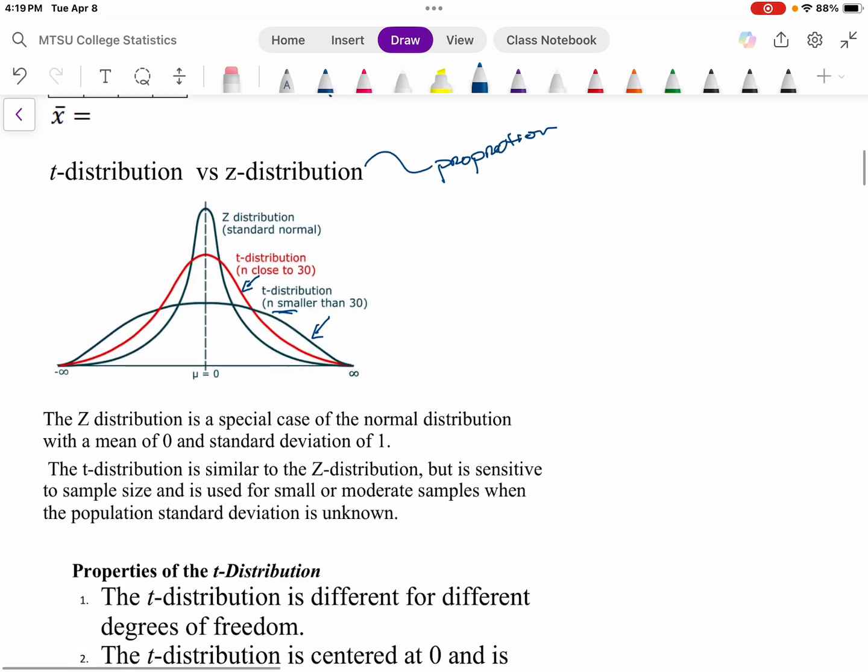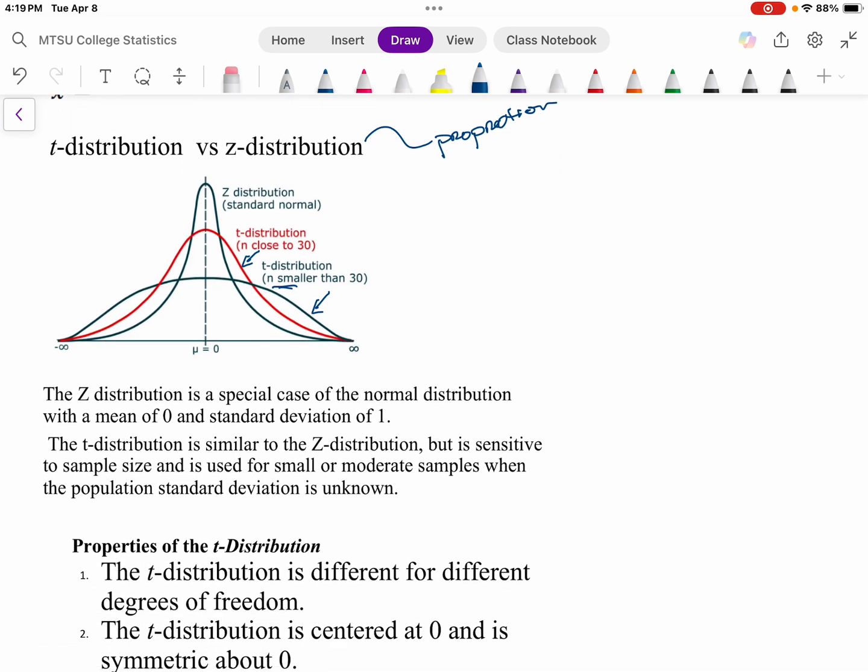With that in mind, we know the z distribution is a special case of a normal distribution with a mean of 0 and standard deviation 1. The t distribution is similar to it, but it's sensitive to the sample size. The smaller the sample size, the more issues we have with it.